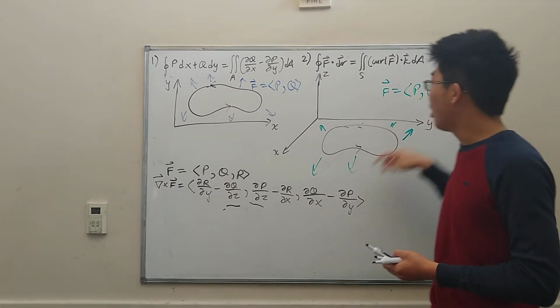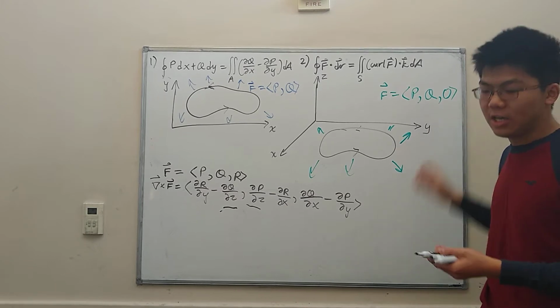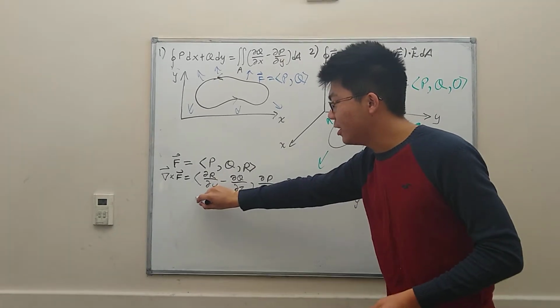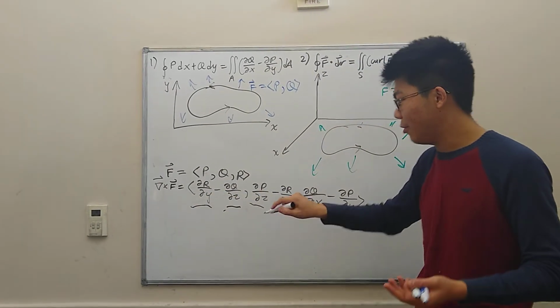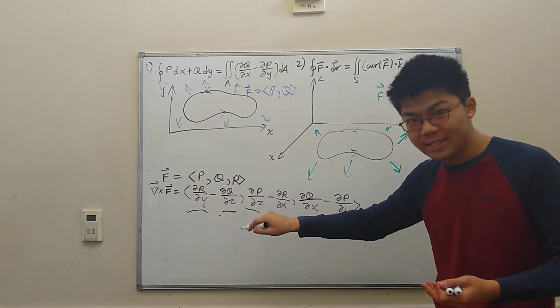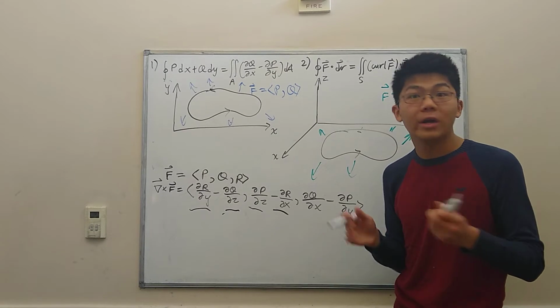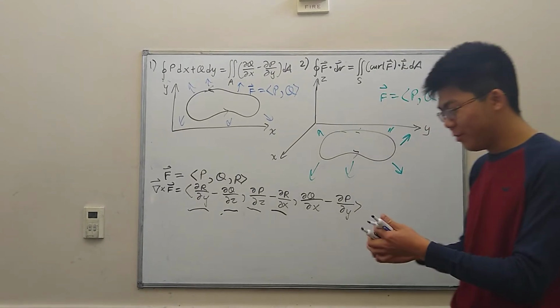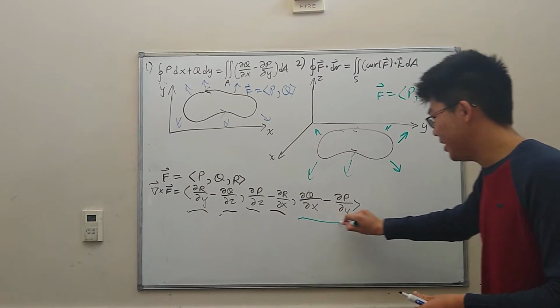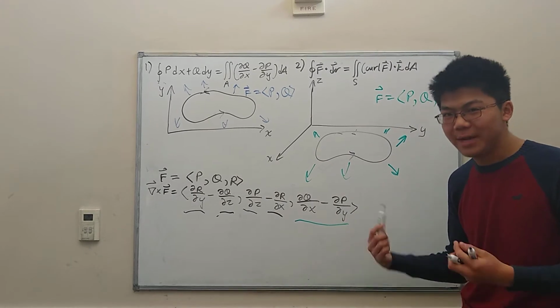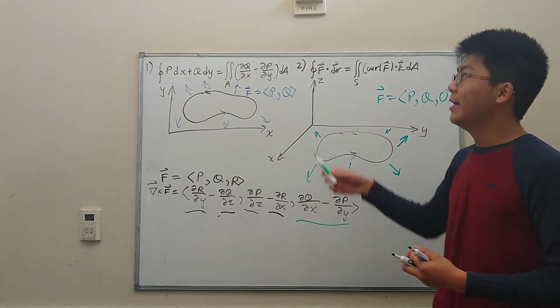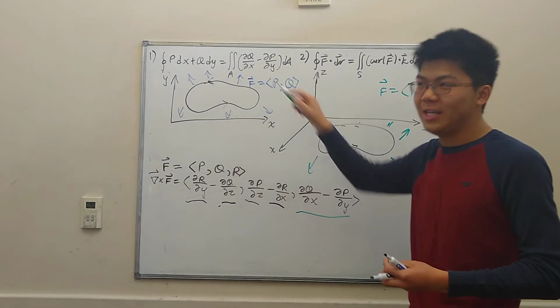Next, our R is 0, so this is a constant. The derivative of a constant is 0. So dR/dy is 0, and dR/dx would also be 0. What are we left with here? Well, we're left with this expression right here: dQ/dx minus dP/dy. That's the same expression right here.